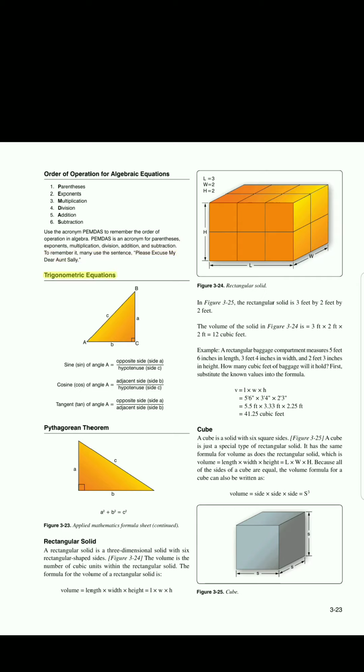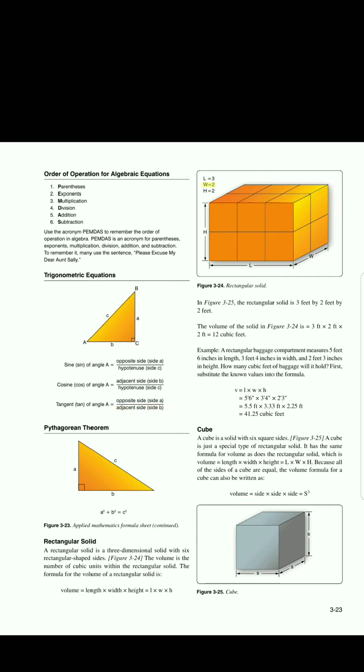Trigonometric equations. Sine of angle A equals the opposite side, side A, over the hypotenuse, side C. Cosine of angle A equals the adjacent side, side B, over the hypotenuse, side C. Tangent of angle A equals the opposite side, side A, over the adjacent side, side B.